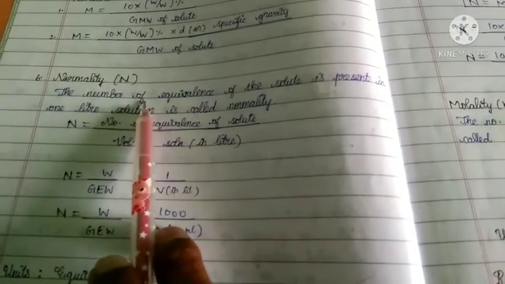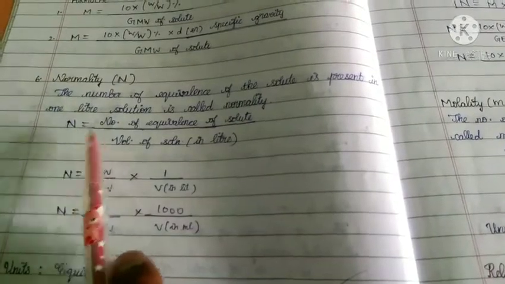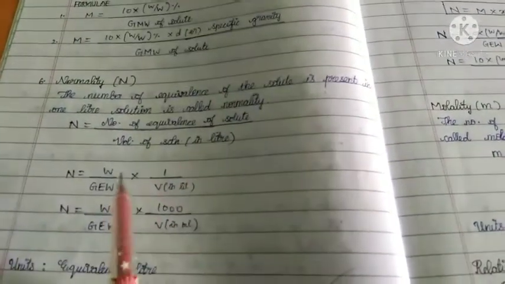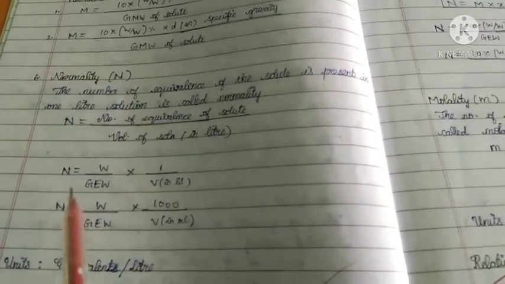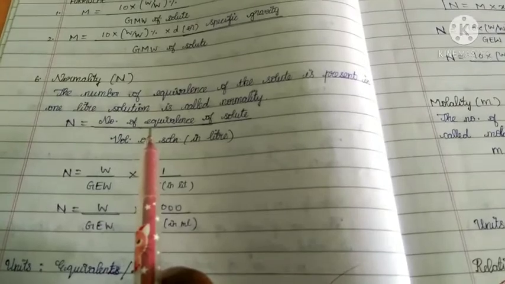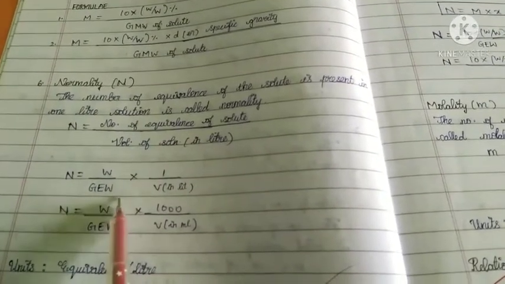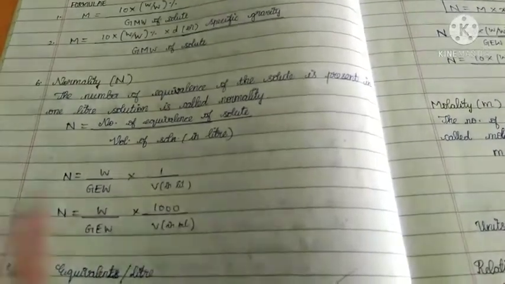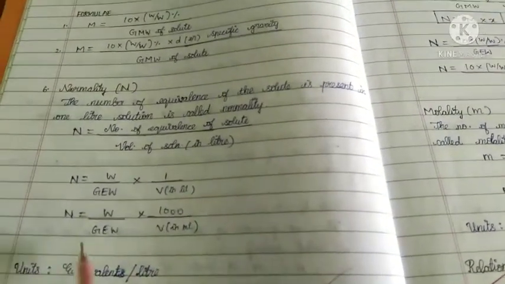Based on the definition, we can write the formula. What is that? Capital N equal to number of equivalents of the solute by volume of solution in liters, like in molarity. Here, what is the formula for number of moles? Number of moles formula is weight by gram molecular weight. Here, number of equivalents of the solute formula is weight by gram equivalent weight into 1 by V in liters.